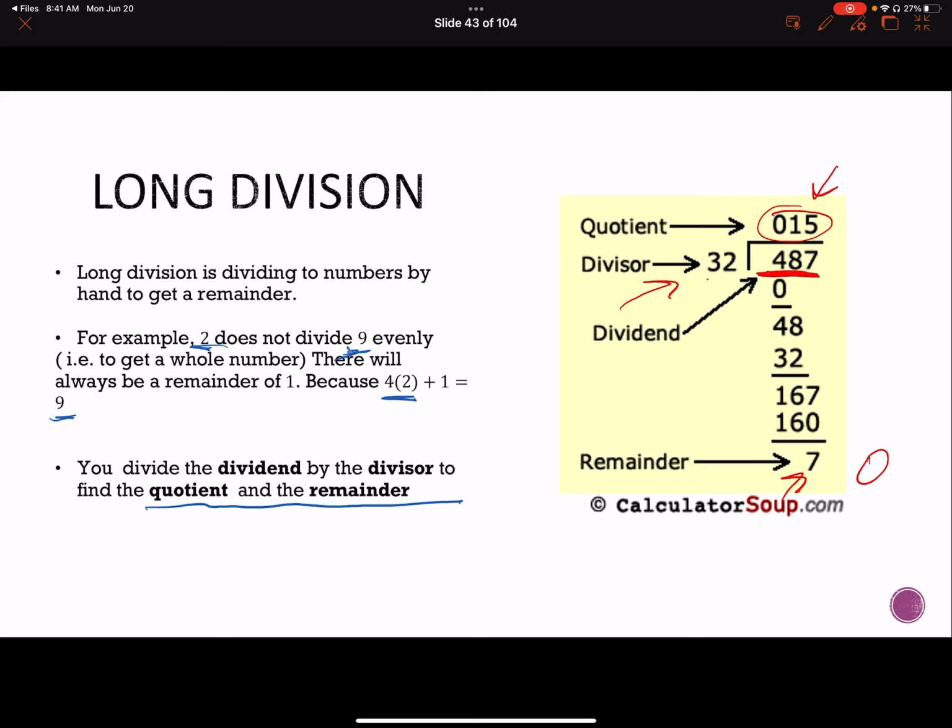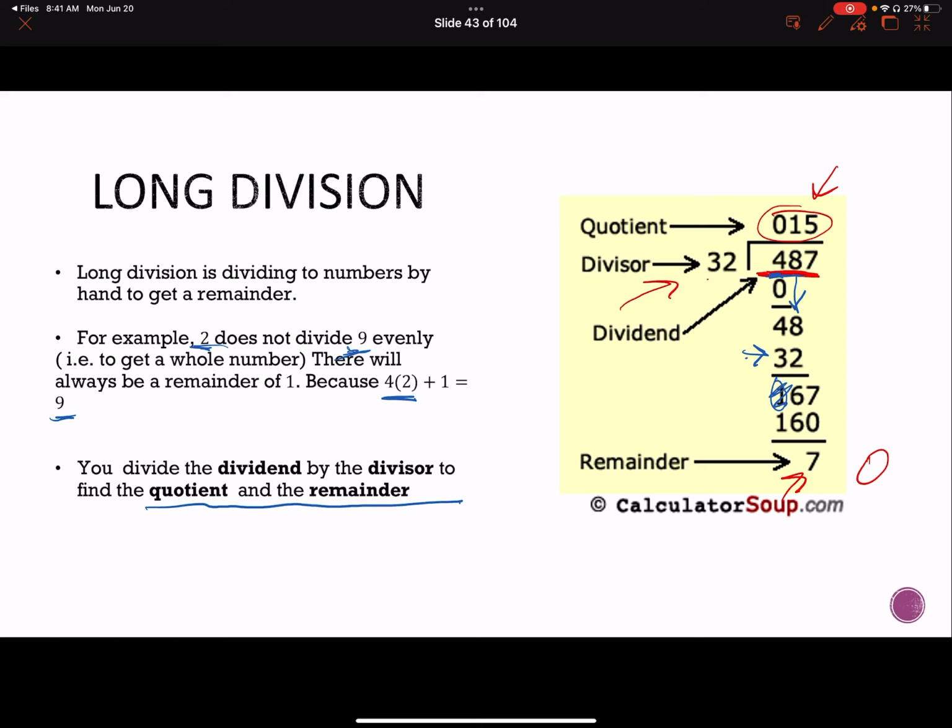So I guess I should talk through this example. So how many times does 32 fit into 4? Well, it doesn't, but 32 does fit into 48, right? They pulled down the second number. It fits in once, right?